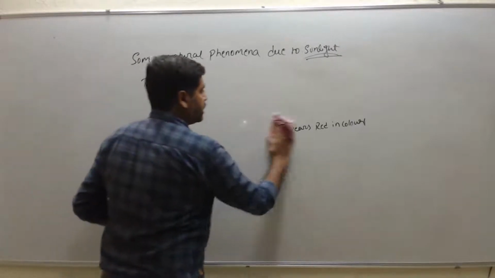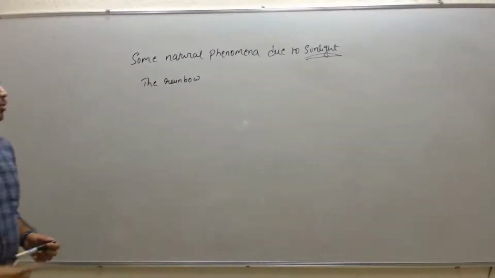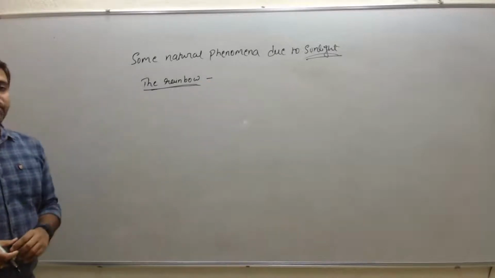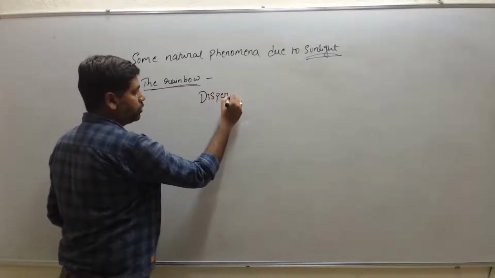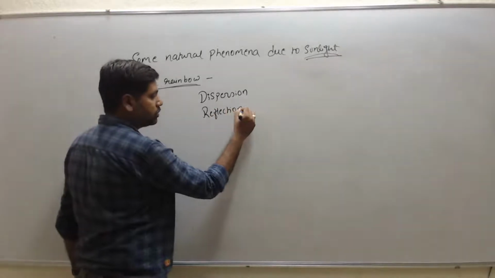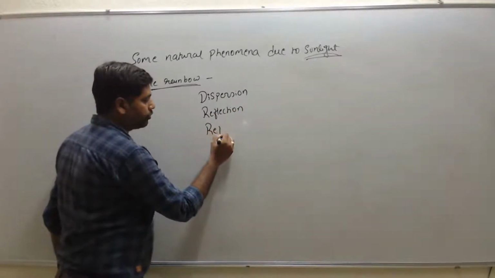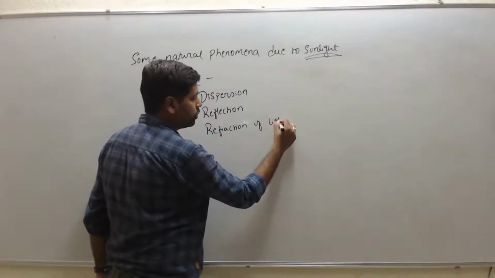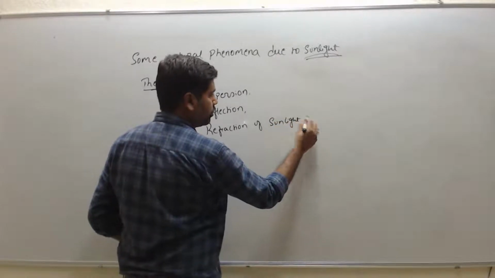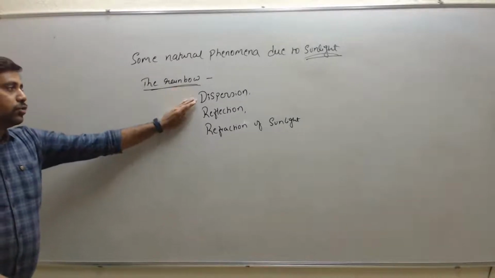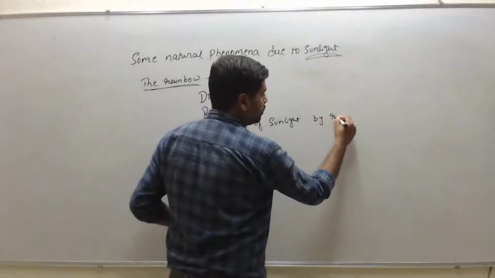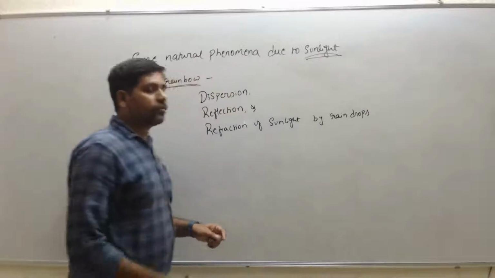So first we will study the rainbow. How does a rainbow take place? The rainbow is a phenomenon which is caused due to dispersion of light, reflection of light and refraction of sunlight by the raindrops or water drops of the rain.